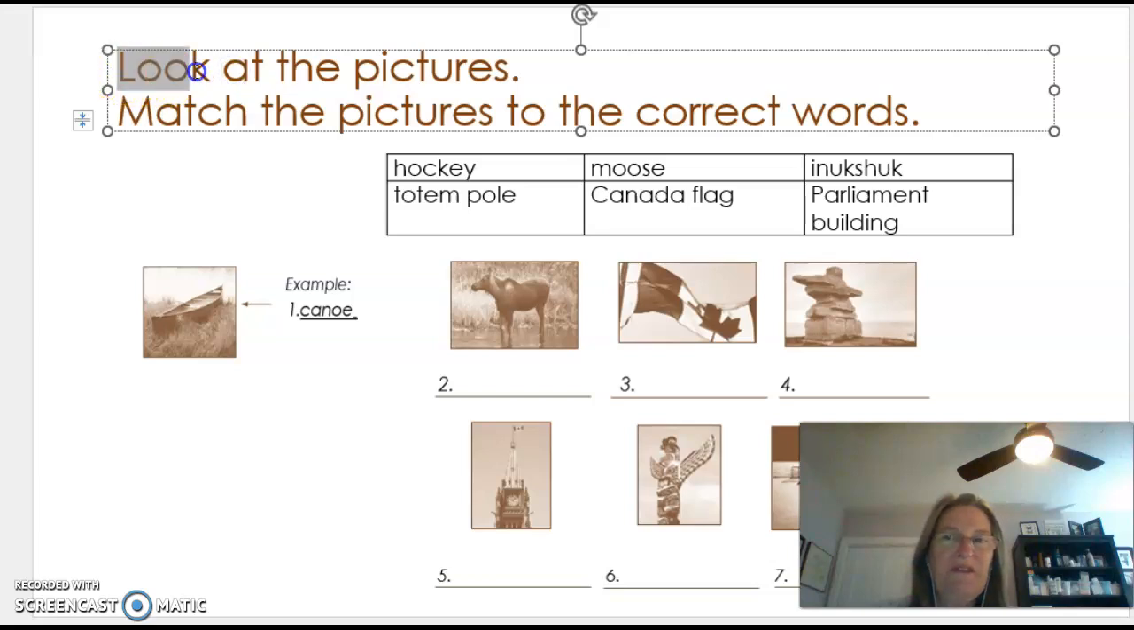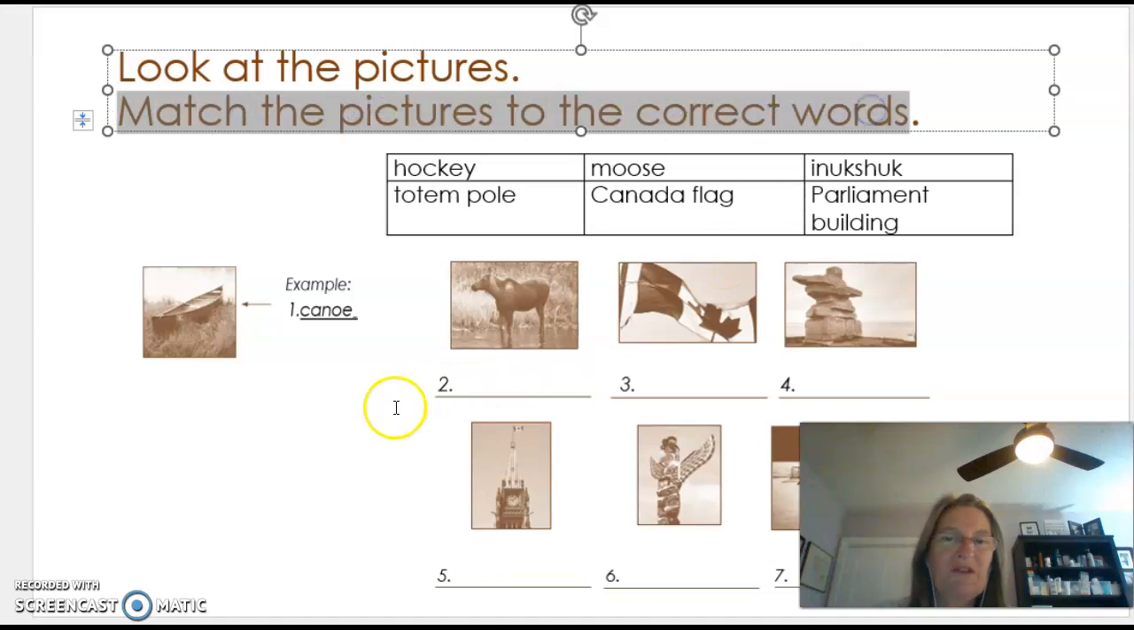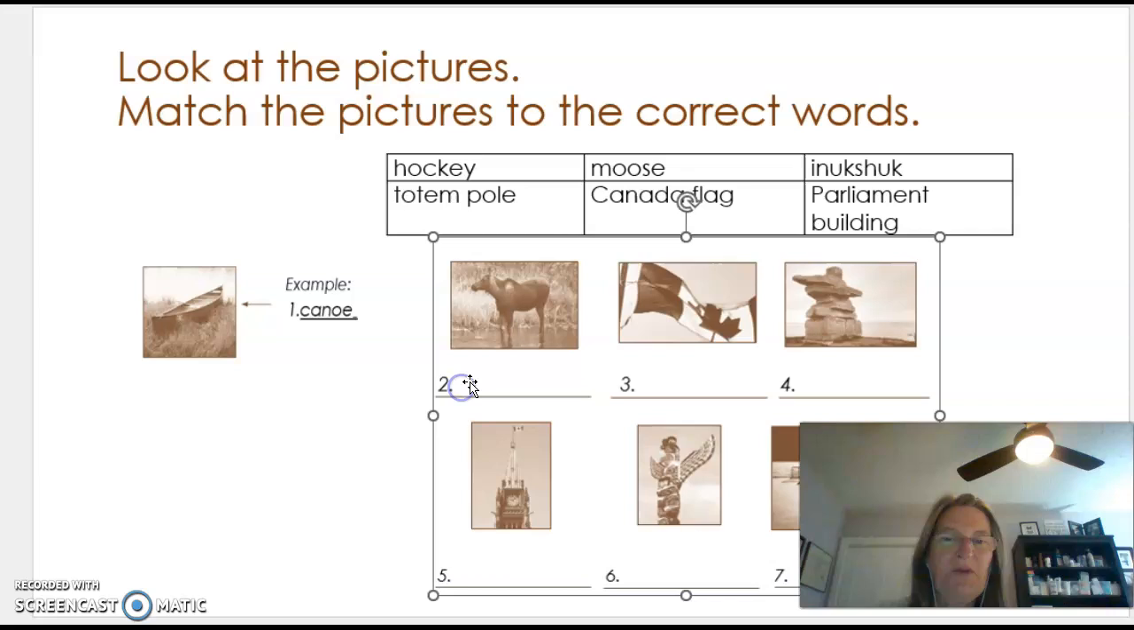So to start with, look at the pictures on this slide and match the pictures to the correct words. Put the word next to the number on your notebook page. You do not need to draw the pictures unless you want to.